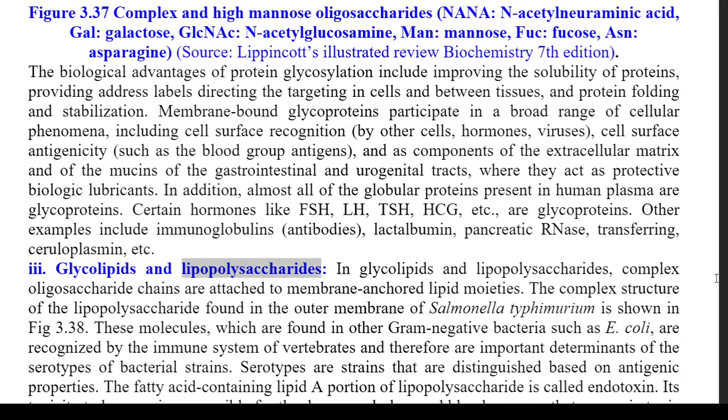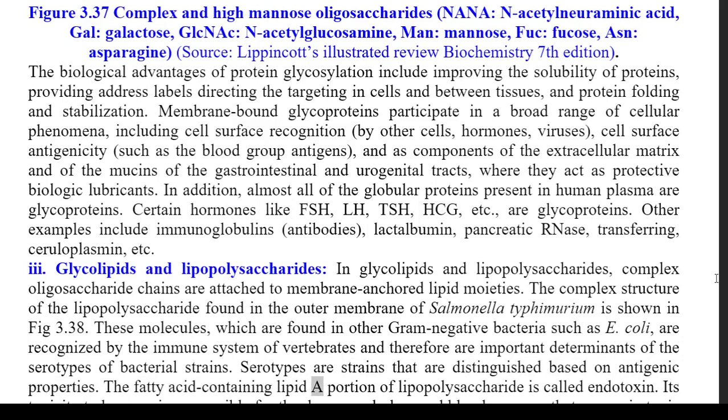3. Glycolipids and lipopolysaccharides. In glycolipids and lipopolysaccharides, complex oligosaccharide chains are attached to membrane-anchored lipid moieties. The complex structure of the lipopolysaccharide found in the outer membrane of Salmonella typhimurium is shown in Fig. 3.38. These molecules, which are found in other gram-negative bacteria such as E. coli, are recognized by the immune system of vertebrates and therefore are important determinants of the serotypes of bacterial strains. Serotypes are strains that are distinguished based on antigenic properties.